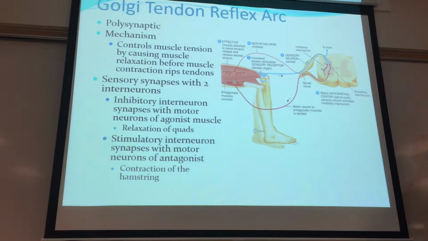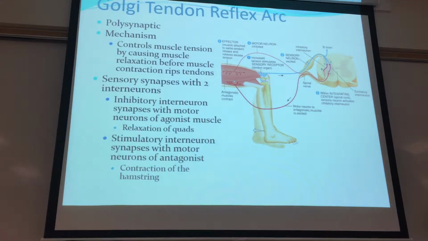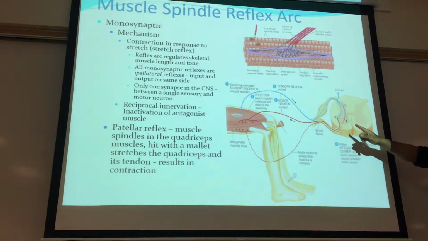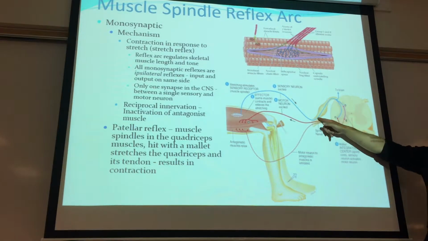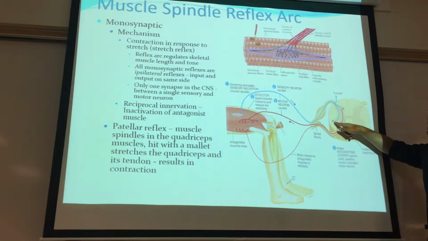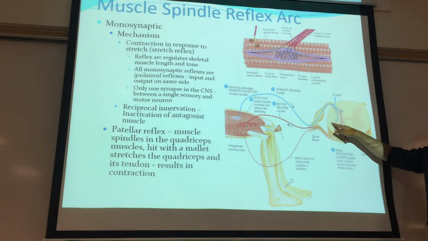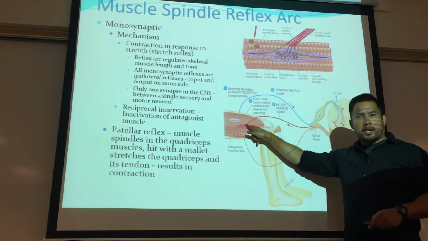Does that help? Yes? So for the polysynaptic, yes. So this is considered monosynaptic. This is the muscle spindle, where the same sensory neuron comes in and excites the lower motor neuron. There's only one synapse for the muscle spindle. Okay? At least specifically for the same agonist muscle.